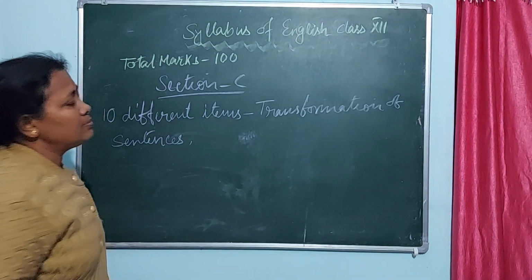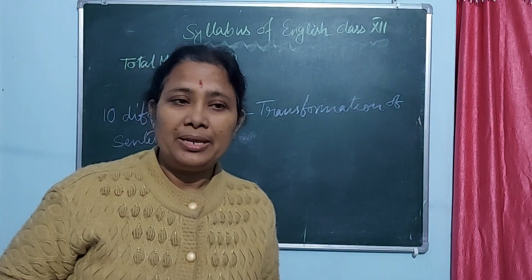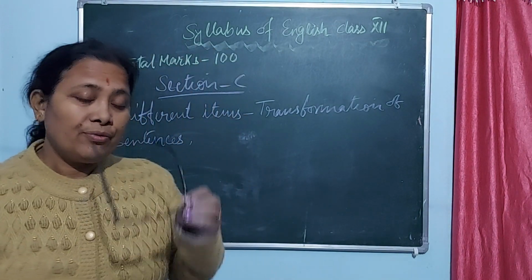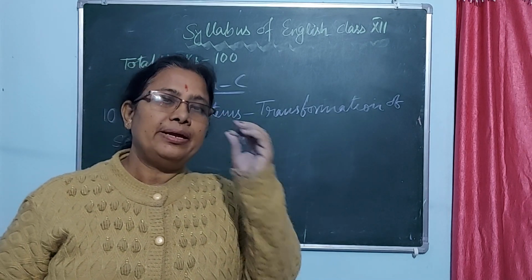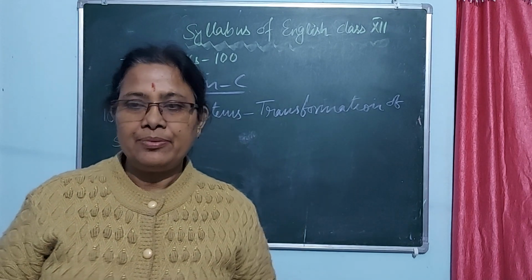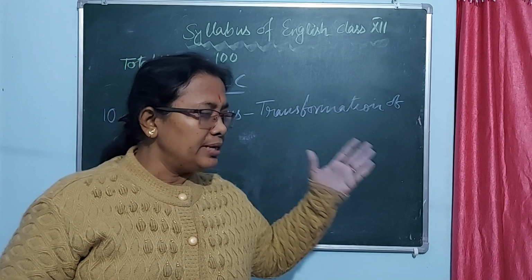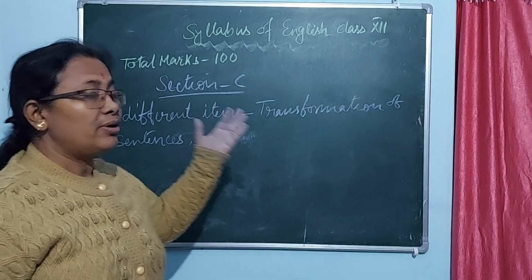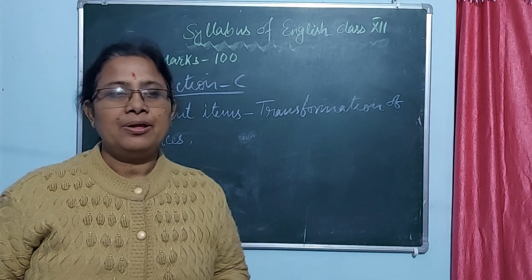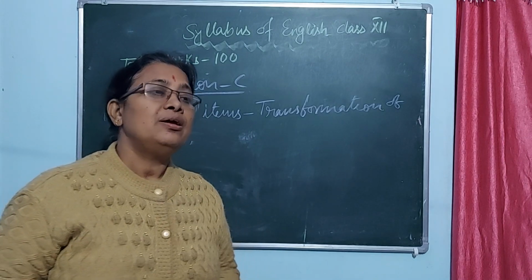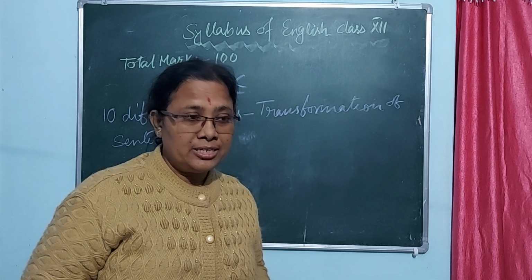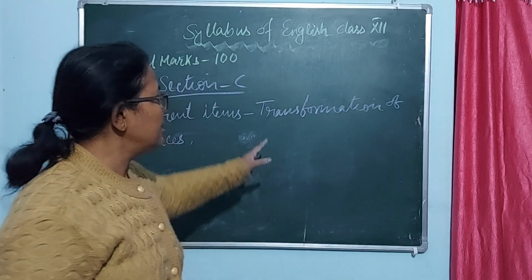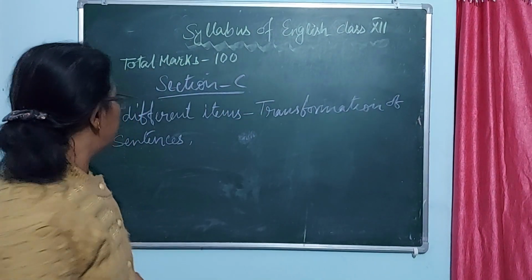That is from simple to compound, compound to complex, complex to simple, or from assertive to negative, or from negative to affirmative, or from interrogative to exclamatory. All these are the transformations. Voice change also, active to passive, passive to active, or narration change, that is the direct speech or indirect speech. All this comes in transformation of sentences.